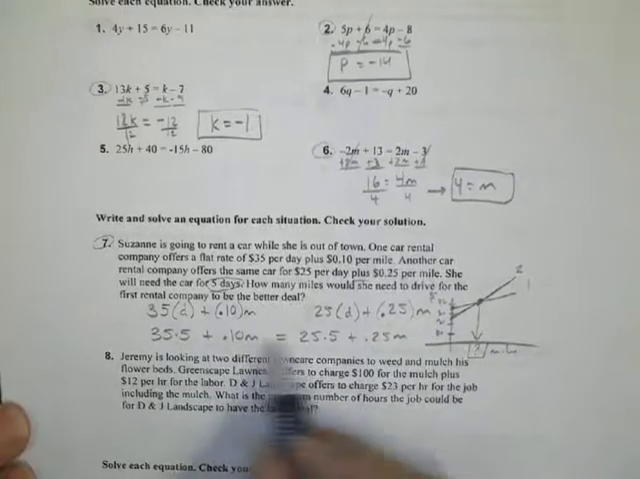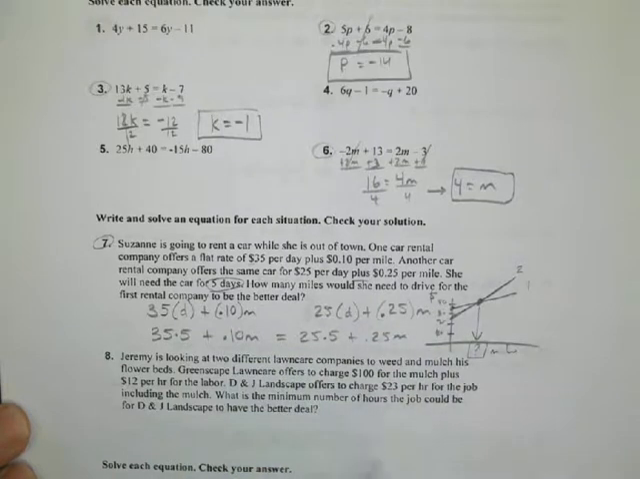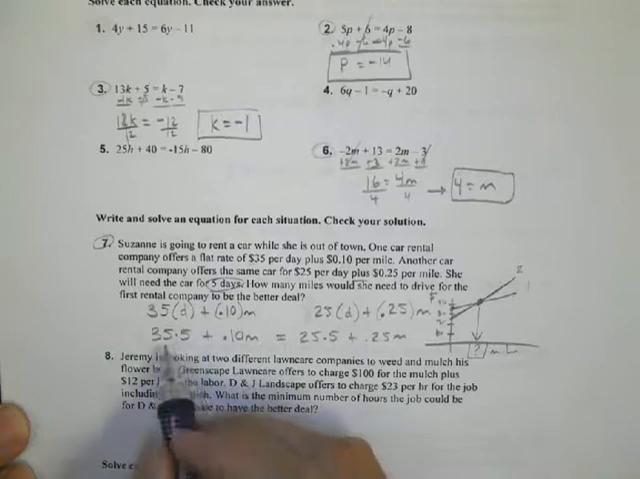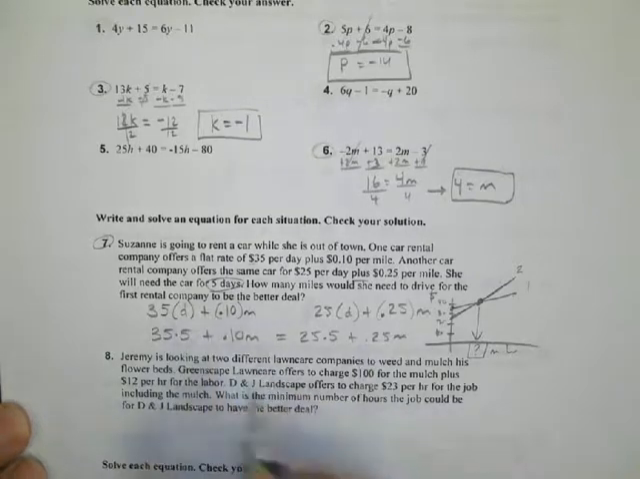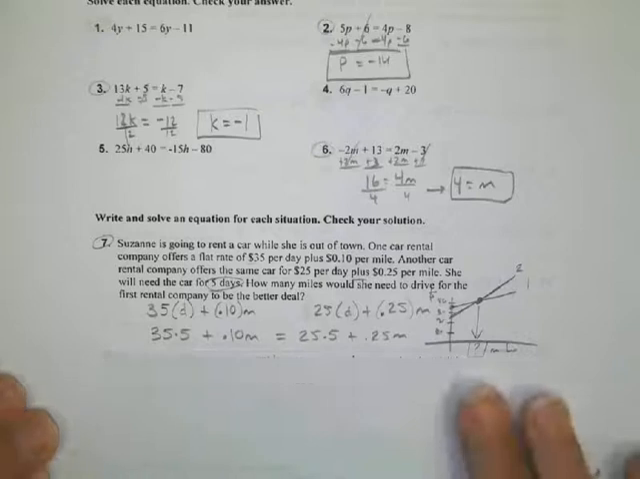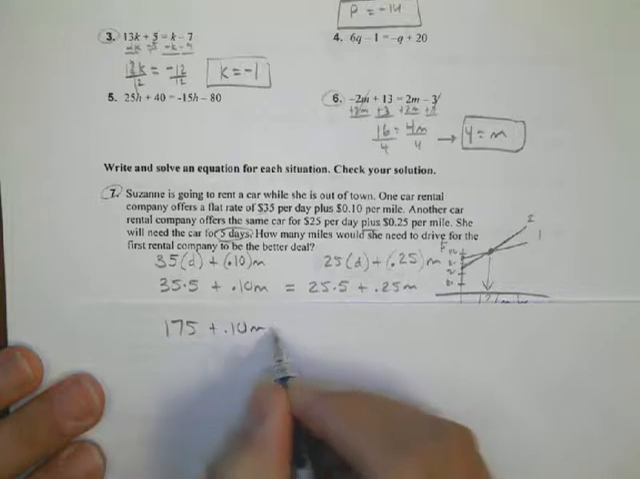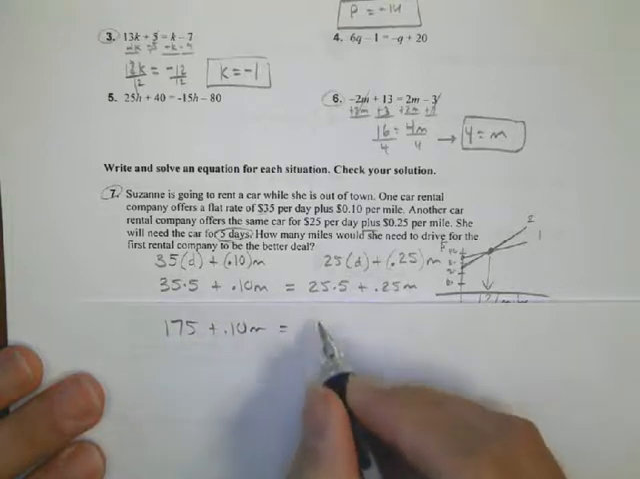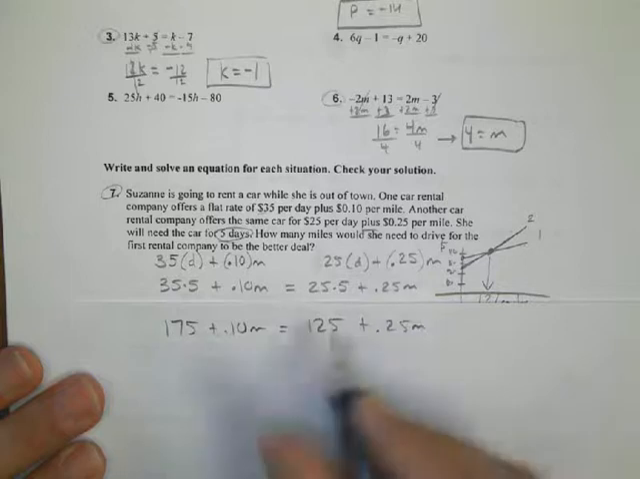So to do that, you actually will set the two equal to each other to find out where that point is going to be. And when you do the work here, you have 35 times 5, and 35 times 5 is 175. Let's see, I'm going to write down, I'll do it here. So this becomes 175 plus 0.10m equals 25 times 5 is 125 plus 0.25m.